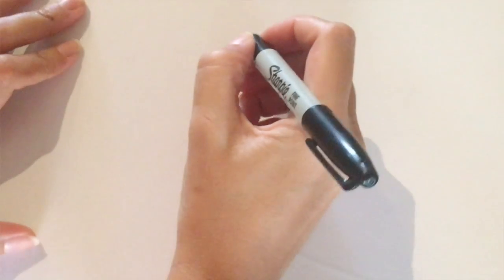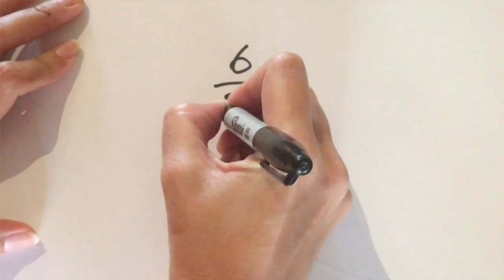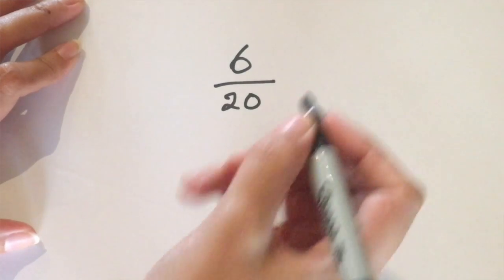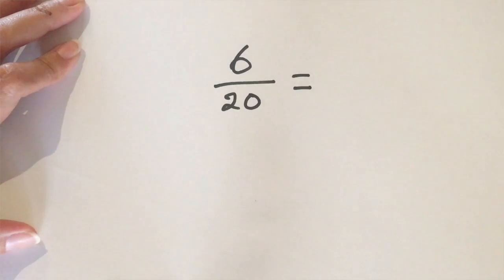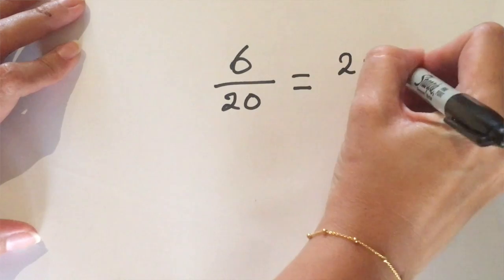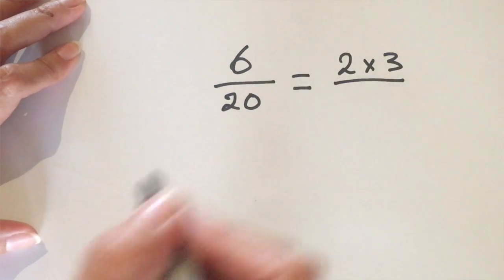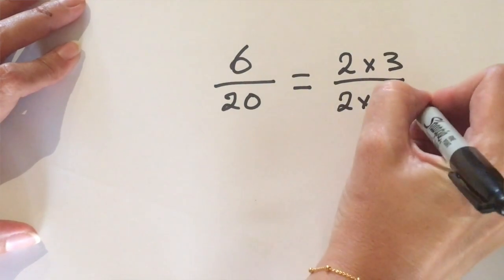So what we're going to do is look at how we can simplify some fractions. When we get a fraction with a large number, like for example 6 over 20, we can use our prime numbers to factor it down. Let's look at the prime factors for 6: 2 and 3. Now, let's look at the prime factors for 20. We have 2, 2 and 5.